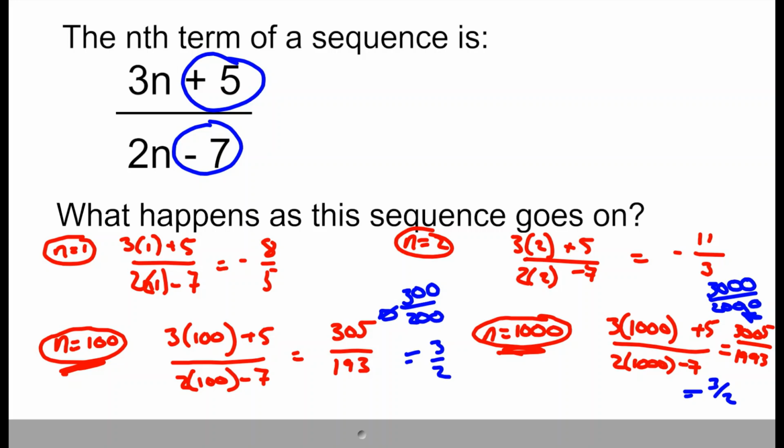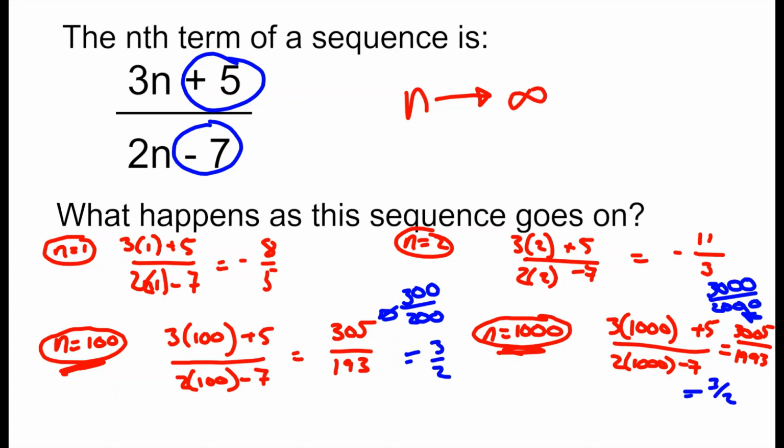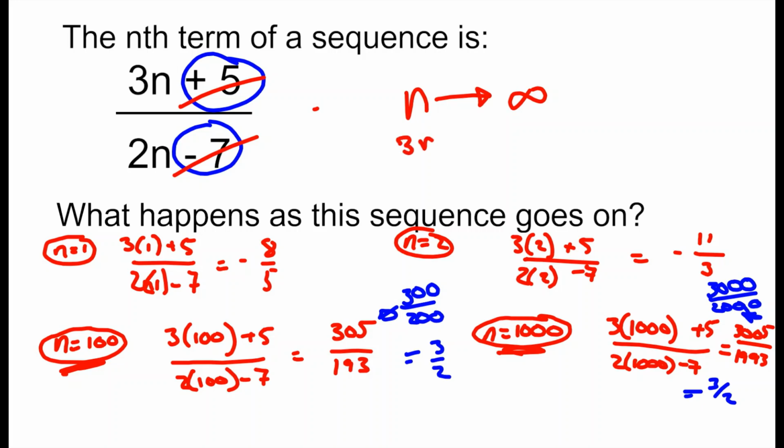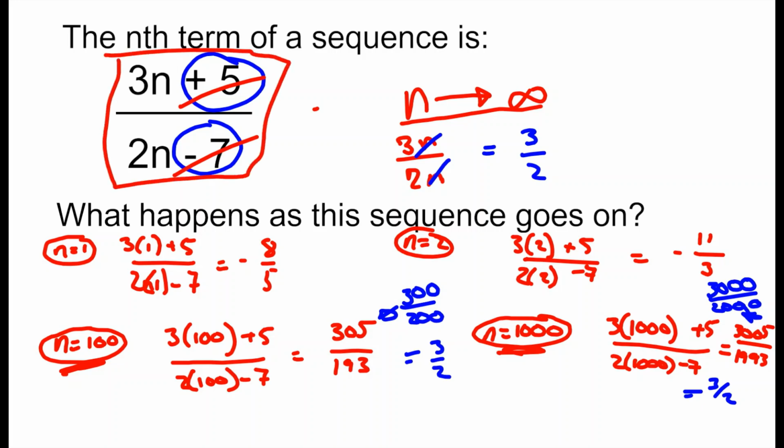So what we can say, as this sequence goes on, as n tends to infinity, these two things are going to become less impactful. So we're going to end up with something like this: 3n over 2n. But if we simplify that, we're going to end up with 3 over 2. Now what we have here is what we call a limiting value. As n tends to infinity, what does this sequence tend to?